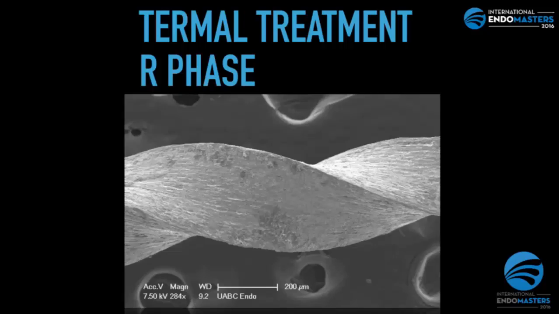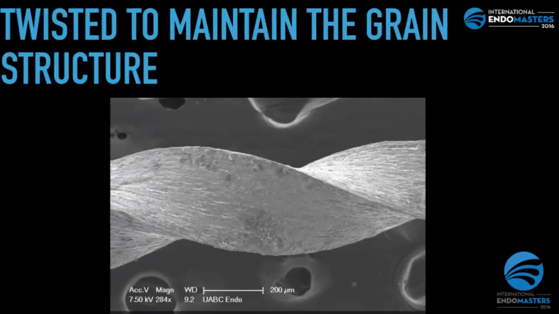This property, thermal treatment, controls the phase of the metal to improve its mechanical properties. That improves the flexibility and the resiliency of the instrument. The twisting of the TF is to maintain the grain structure. By maintaining the grain structure, we avoid creating micro cracks on these instruments because they are twisted, not ground.